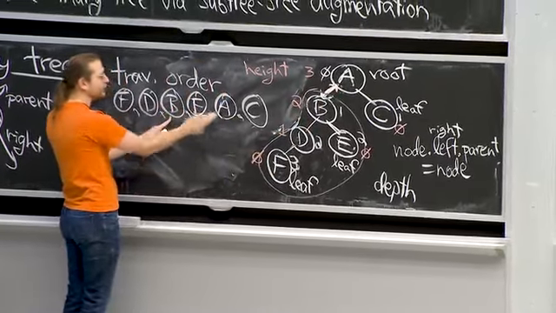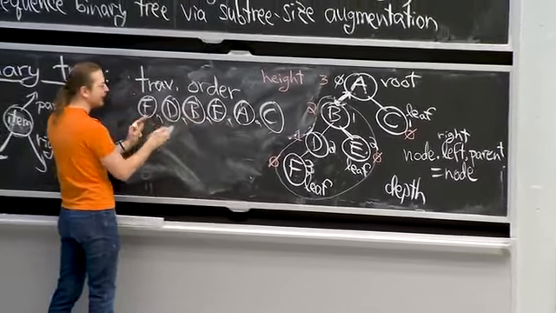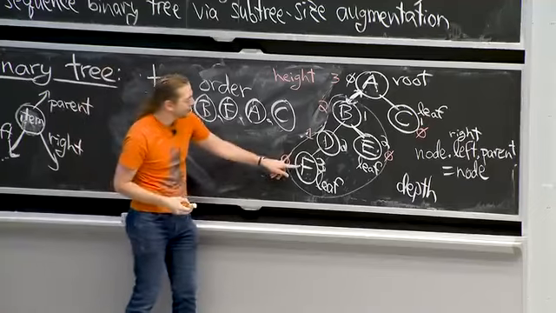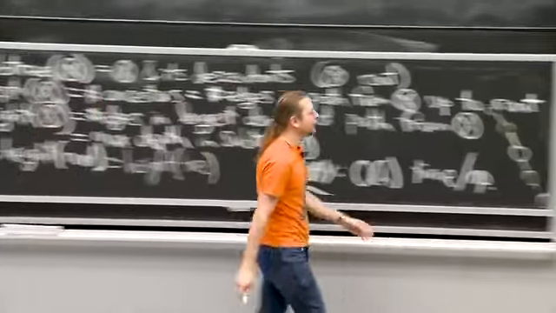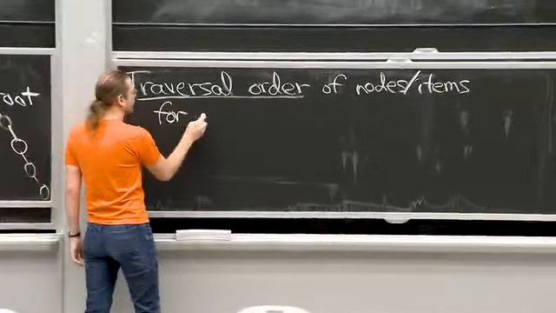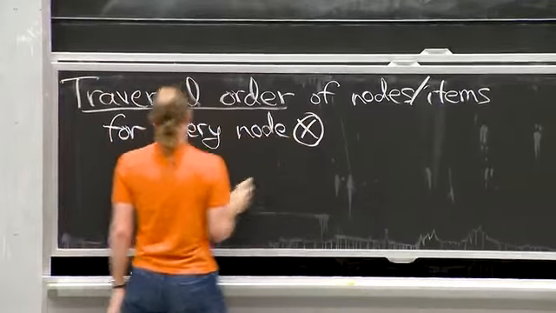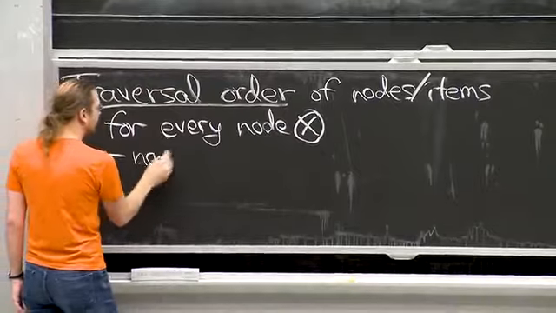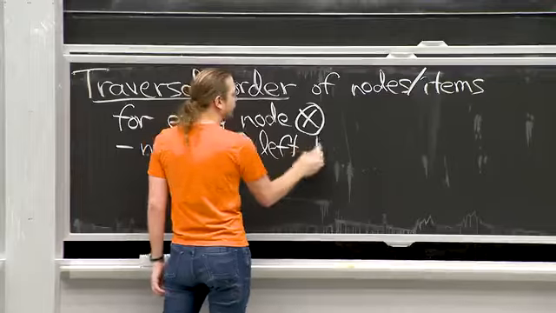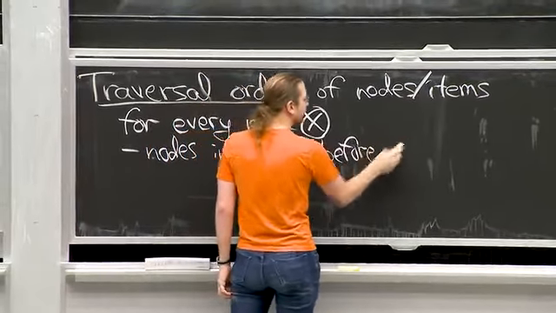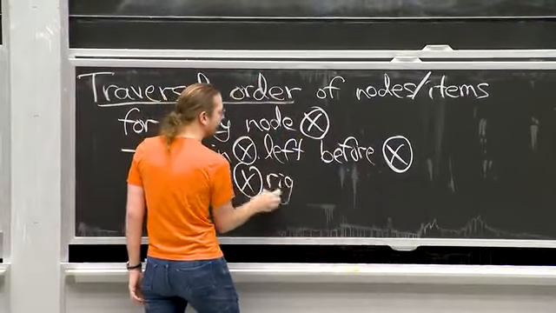So E is between B and A, with B on the left. And then F and D are to the left of that. And again, F comes before D because F is in the left subtree of D. OK, so we say for every node, the nodes in x.left are before x, and the nodes in x.right come after x.